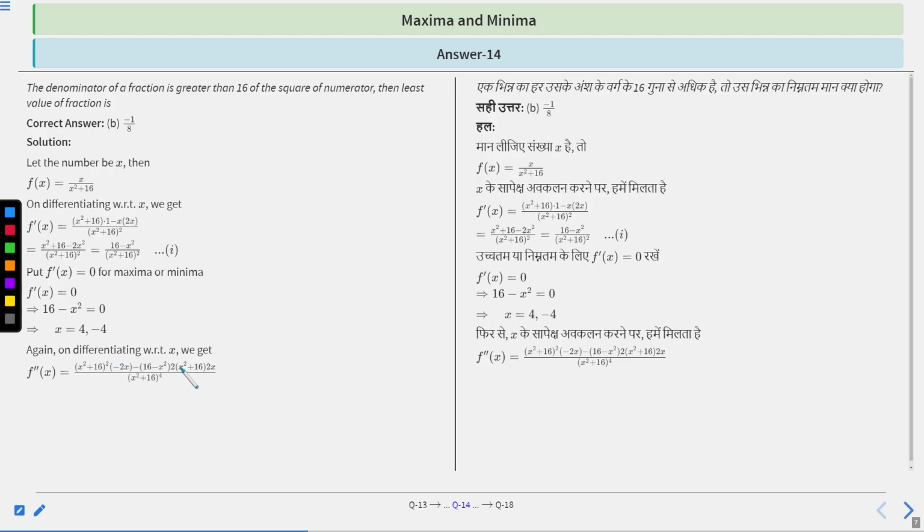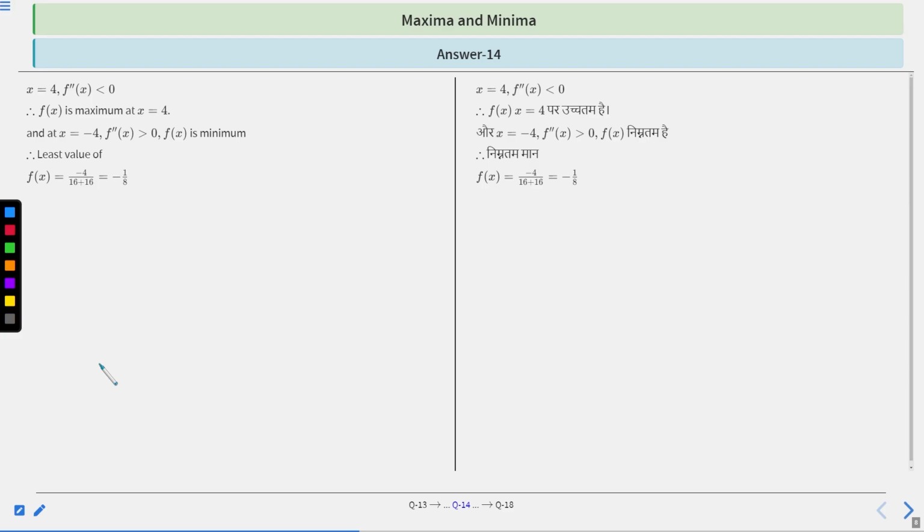Again, on differentiating with respect to x, we get f double dash x, which is equal to (x squared plus 16) whole square into minus 2x minus (16 minus x squared) into 2 into (x squared plus 16) into 2x upon (x squared plus 16) to the power 4, which we have done by using quotient rule, right? This is f double dash x. Fine.